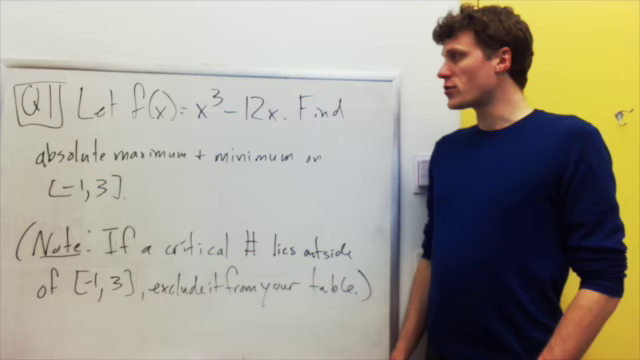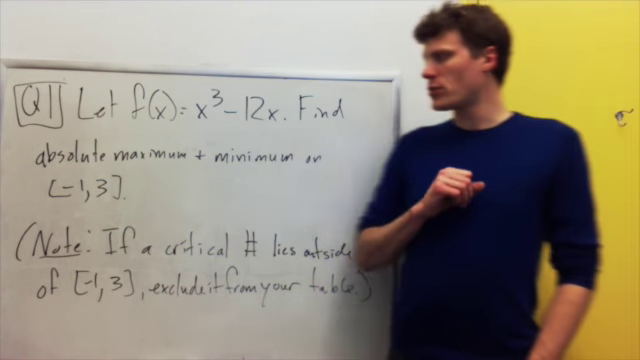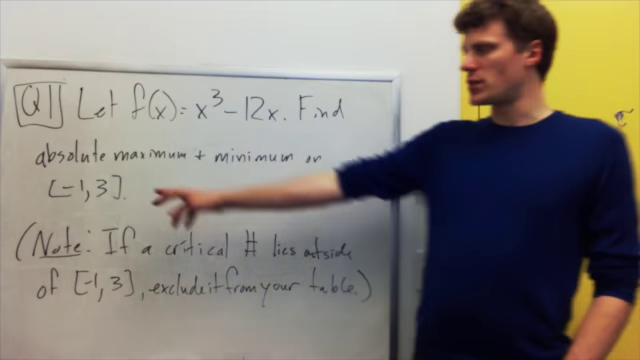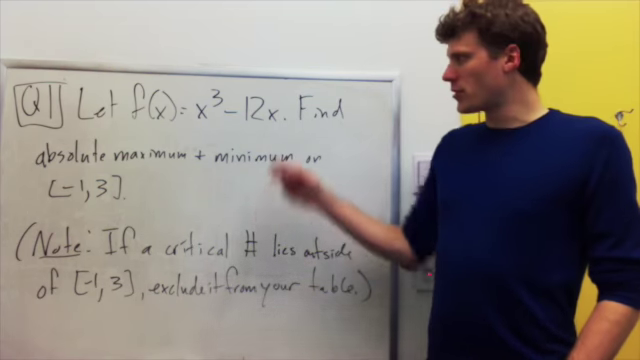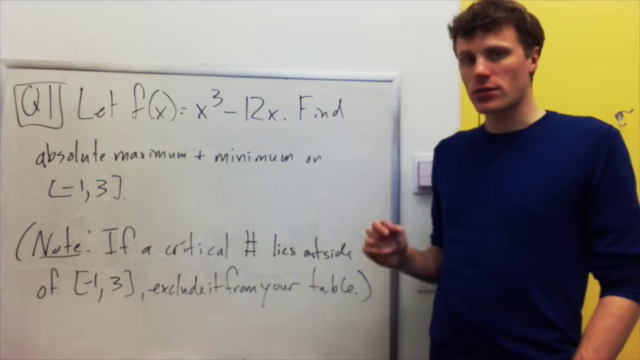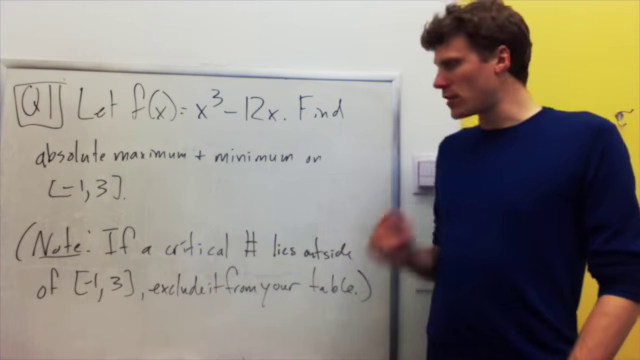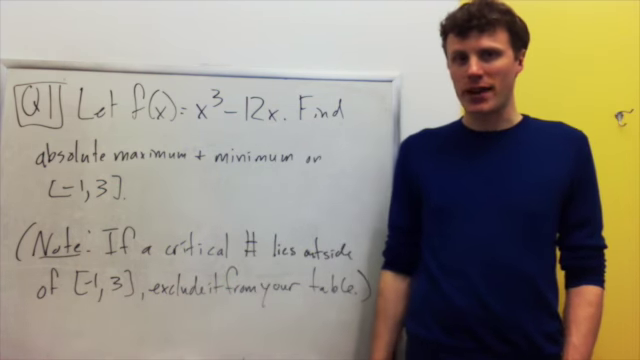Okay, so here's question 1. Let f of x be x cubed minus 12x. Find the absolute maximum and minimum values on the interval from -1 to 3. Note, when you're finding the critical numbers of this guy, if a critical number lies outside of the interval from -1 to 3, then don't include it in your table. We only want the critical numbers that are actually inside this interval when we're looking for the maximum and minimum.